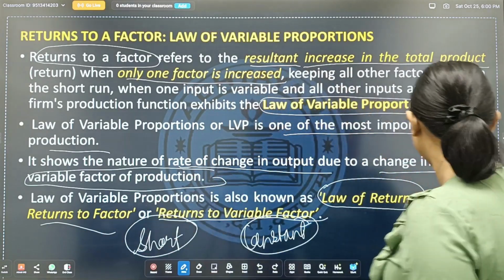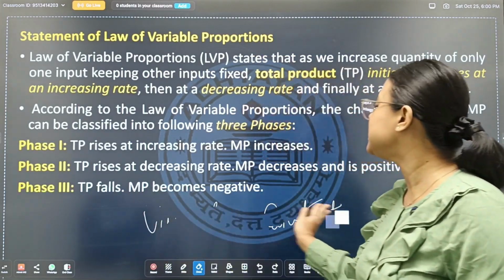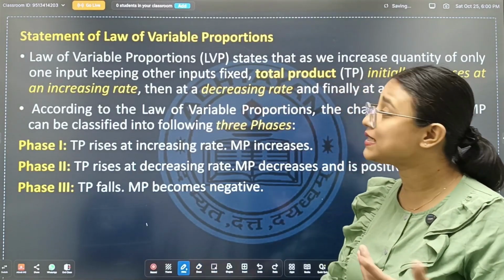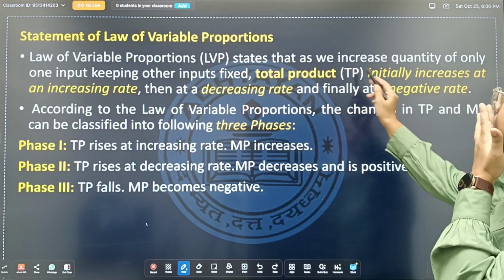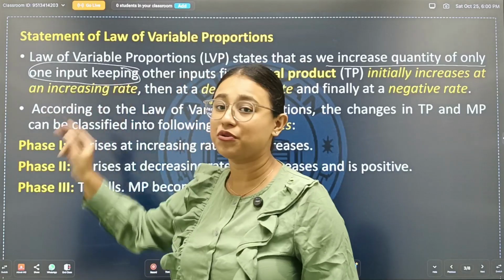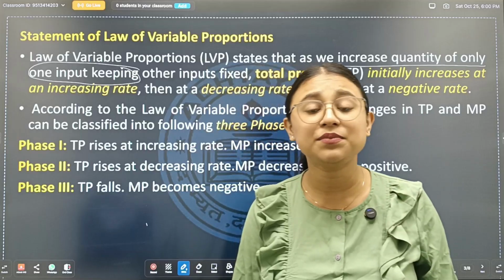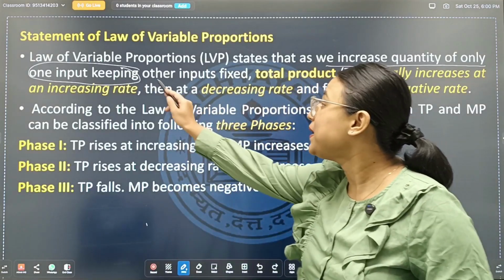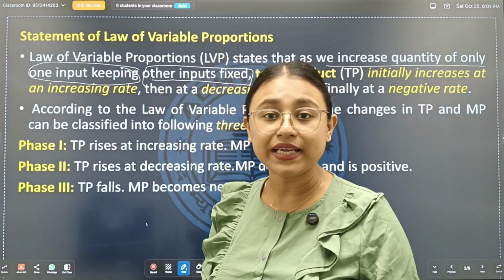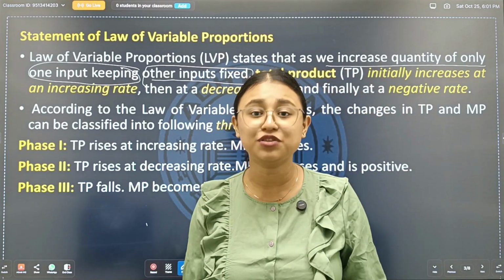Fine. Okay. Now to start with the statement of the law of variable proportion, what does the law of variable proportion state? It states that when we increase the quantity of only one input, and what is that input? It is the variable input. Keeping other inputs fixed, what will be the resultant change in the total product?